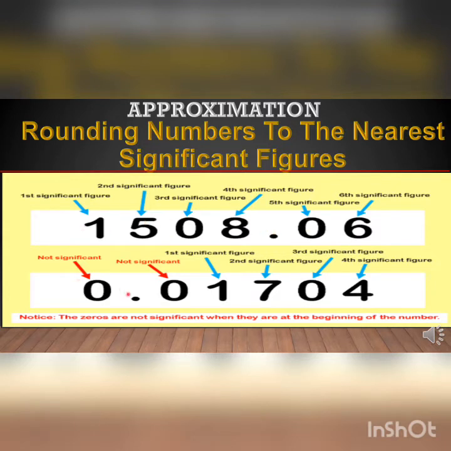But for the second number, my 0 and 0 here are not significant. Why? Because they are not coming after any non-zero digit. The first non-zero digit in this number is 1, which is our first significant figure. Also, as you can see, the second is 7, the third is 0. Why is this 0 significant and this one not significant? It's because this 0 here is coming after non-zero digits, but these ones are not.